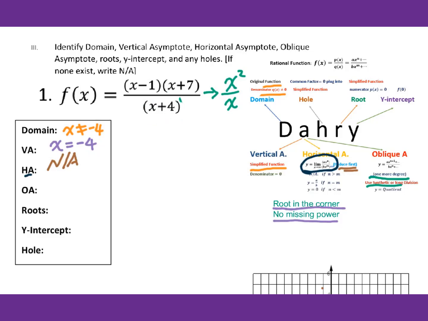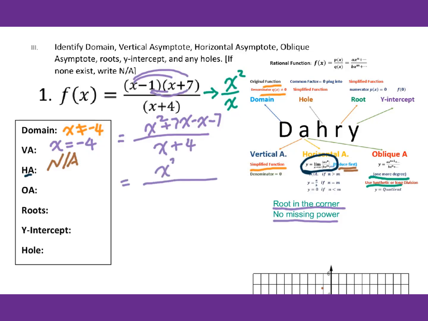Therefore, for the top, you have to do FOIL to get x squared plus 7x minus x minus 7. Denominator is just x plus 4. You will get x squared plus 6x minus 7 over x plus 4.